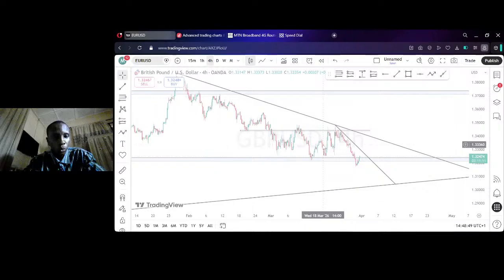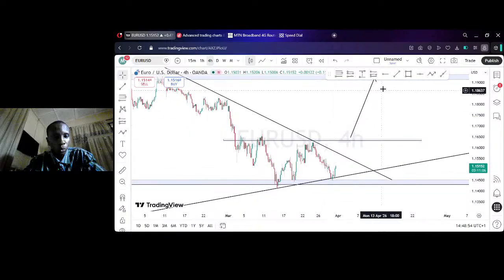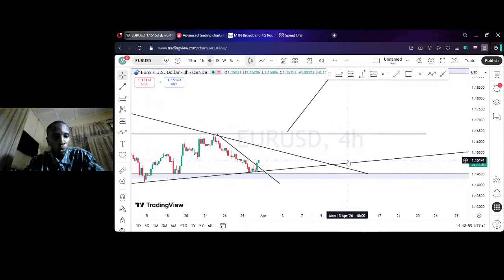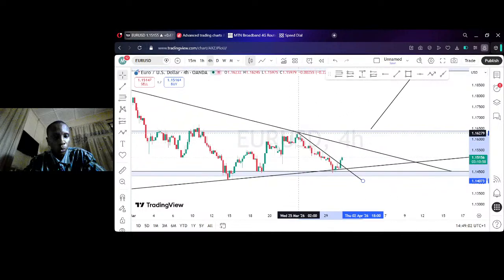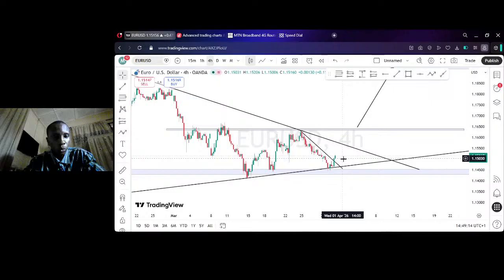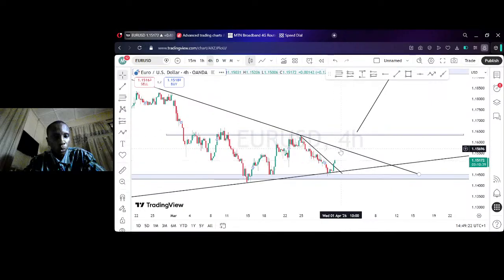So let me quickly look at the EURUSD again. Now on the EURUSD, if I pop out a trend line like so, as you can see now, we can take a buy opportunity right from here, like so. We can take a buy opportunity from here to attempt this resistance level, to come attempt this trend line.